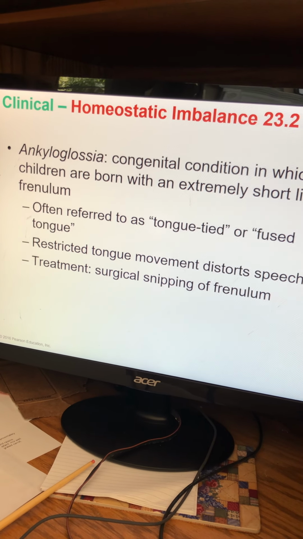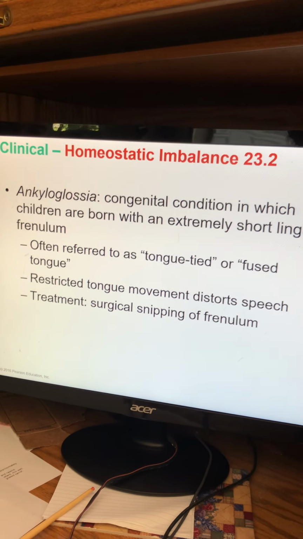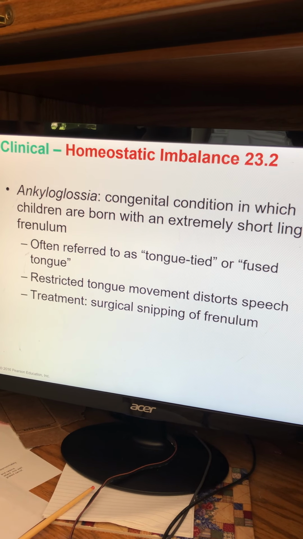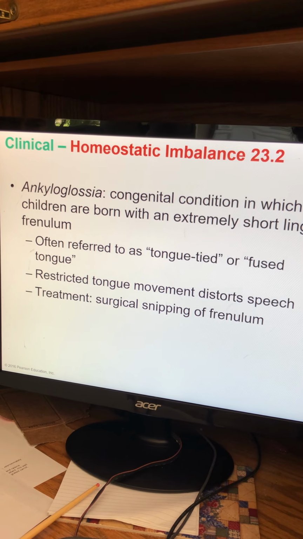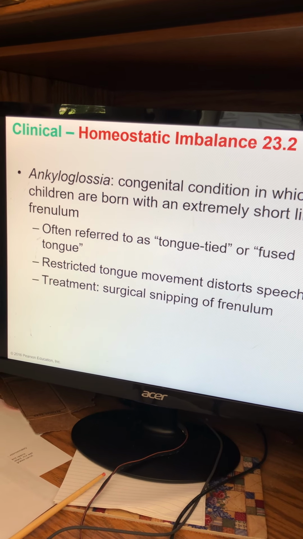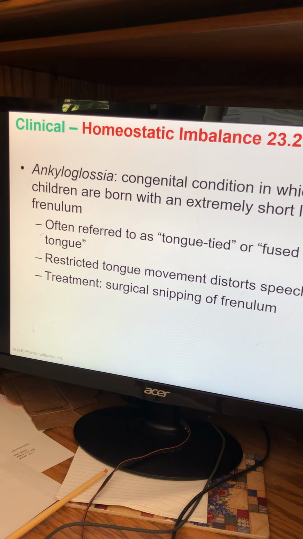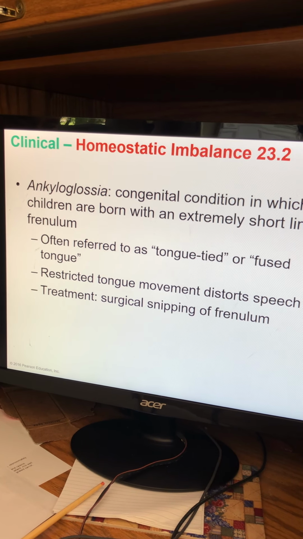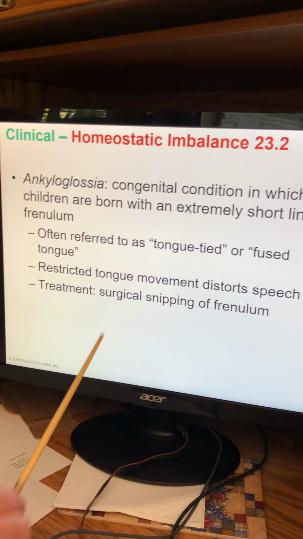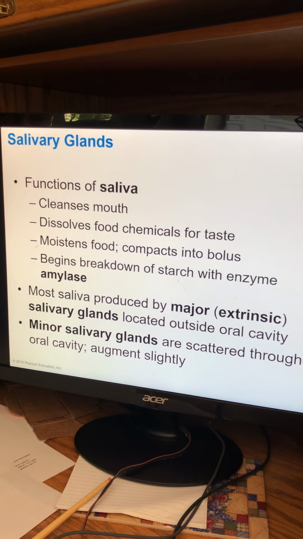This particular book explains that being tongue-tied, the actual condition is called ankyloglossia. It's a condition in which children are born with an extremely short lingual frenulum. And as I mentioned, if you can't move your tongue around, you can't articulate and talk well. And so what they usually do is they snip it at birth.